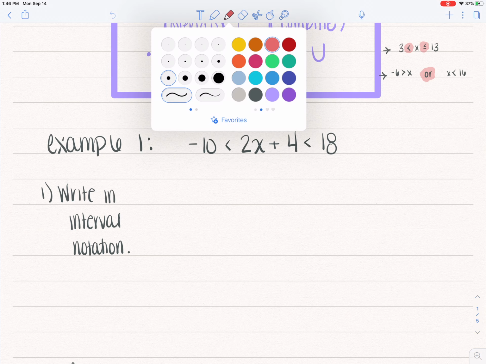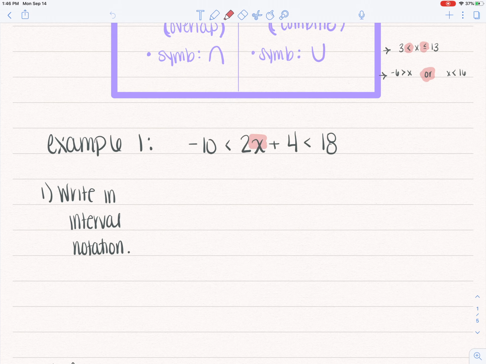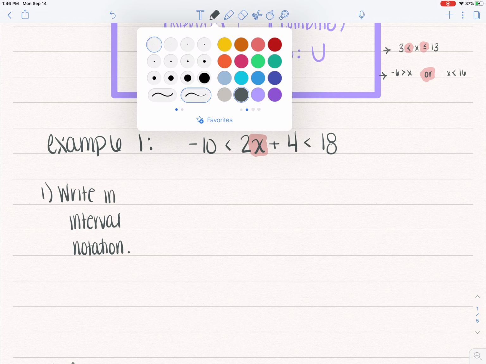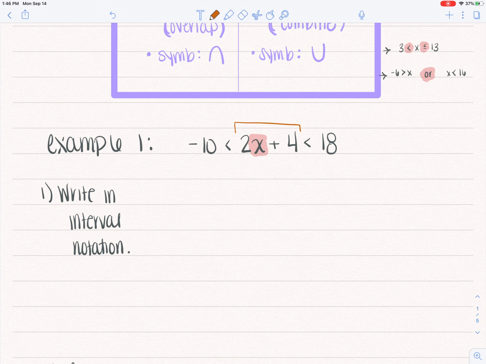So with compound inequalities that look like this, you want to get x by itself. Now the difference here is x is sandwiched in between two inequalities. So I'm going to get x by itself the way that I always would. I'm going to subtract 4 from both sides, but because it's compound, all three parts. So I've got negative 14 less than 2x, those cancel, less than 14. And then I'm going to go back to the center because I want to get x by itself.